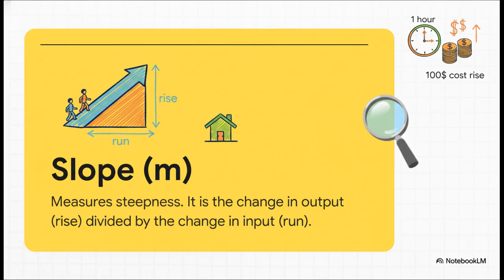Think about building a wheelchair ramp, right? For every foot you go forward, that's the run. How many inches does the ramp go up? That's the rise. It's the same thing with our mechanic. For every 1 hour we run forward in time, the cost rises by $100.